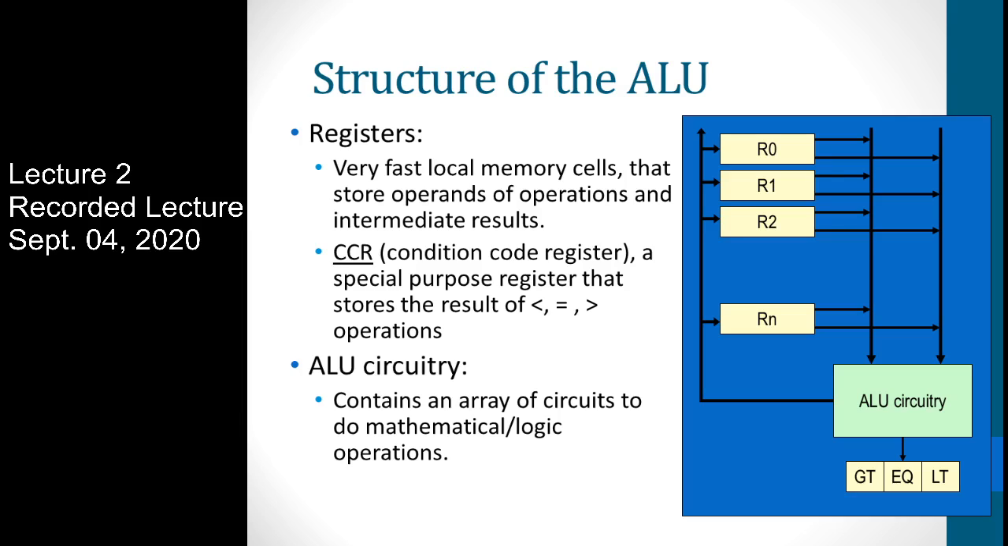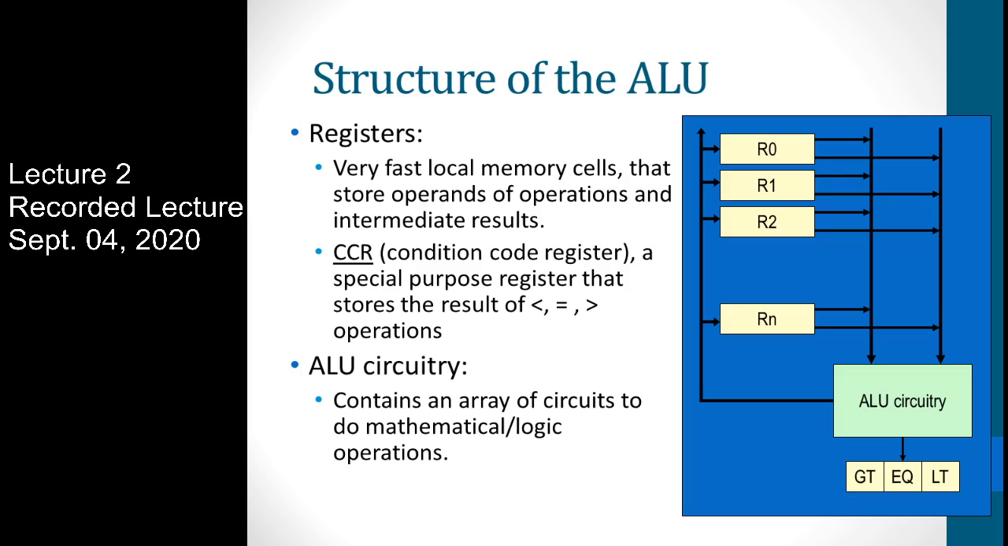So we have the register. Register is a very fast local memory cell that stores operands of operation and immediate results. Okay? CCR or condition code register, a special purpose register that stores the result of less than, equal, greater than operations. ALU circuitry contains an array of circuits to do mathematical and logic operations. So ayan, yung ibig sabihin ng register.